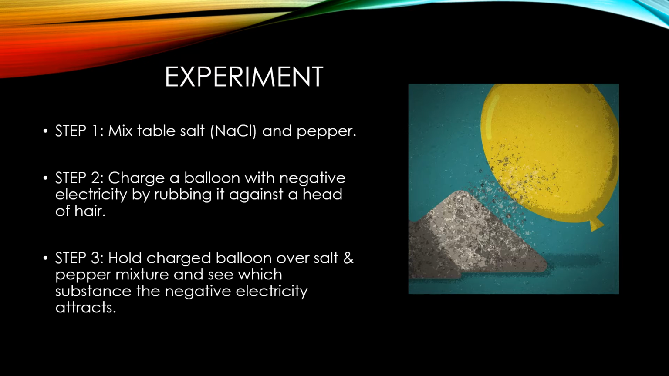So the way that we're going to demonstrate this today is with a simple experiment. What we're going to do is mix table salt with ground pepper. And then we're going to take a balloon and charge it up with static electricity by just rubbing it really vigorously against a head of hair. What that'll do is add a slight negative charge to the balloon. We'll then hold that balloon over the salt and pepper mixture and see what happens.